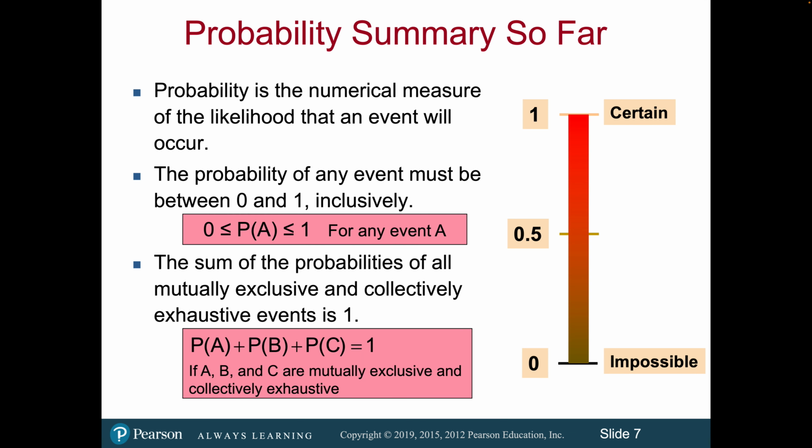Now, let's pump the brakes a little bit and think about what we know so far about probability. Probability is just the likelihood of an event occurring. Probability must be between 0 and 1. Probability of 0 means it's never going to happen. Probability of 1 means it's always going to happen. Probability of 0.5 means it's going to happen day in, day out, about half the time. And the sum of the probabilities must always equal 1.